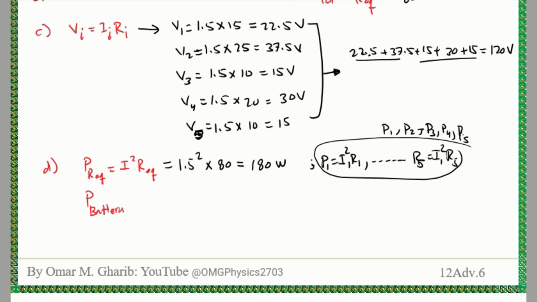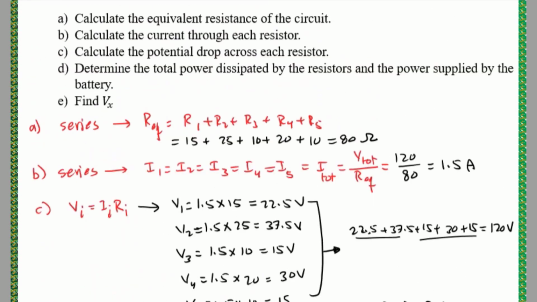Now the power supplied by the battery is I times V. I is 1.5 times the voltage of the battery, 120. So the answer again is 180. It should be the same because the conservation of energy said so.